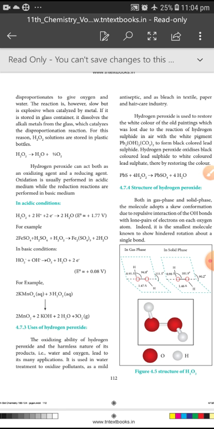Hydrogen peroxide is used to restore the white color of old paintings, which is lost due to the presence of hydrogen sulfide. The white pigment Pb3(OH)2(CO3)2 forms black colored lead sulfide. Hydrogen peroxide oxidizes black lead sulfide to white lead sulfate, thereby restoring the color.